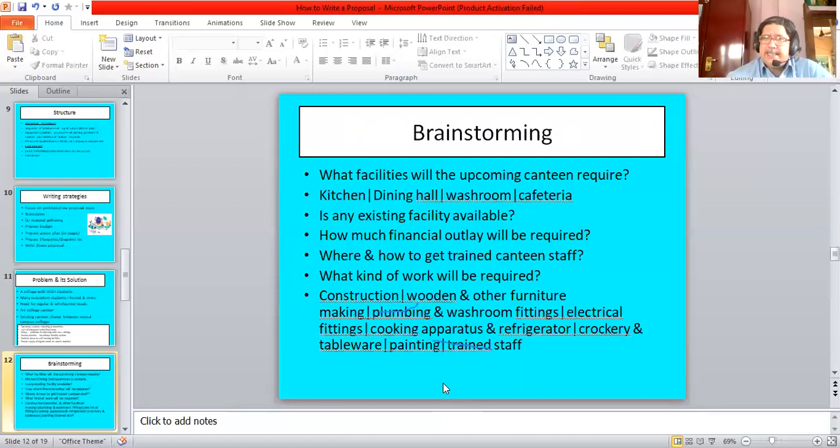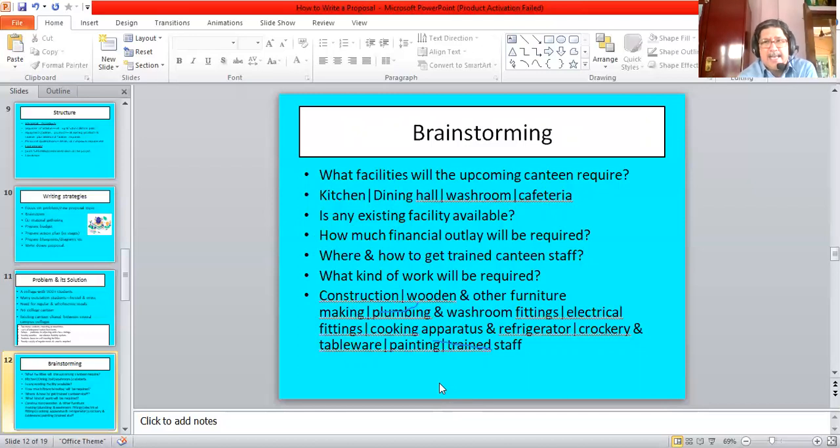Is there any existing facility available? So maybe there is a hall that they have which can be refurbished, or which can be converted into a new full-scale canteen. So how much financial outlay will be required? This is going to determine the budget. Now, where and how will they get trained canteen staff? So you need staff to man the canteen.